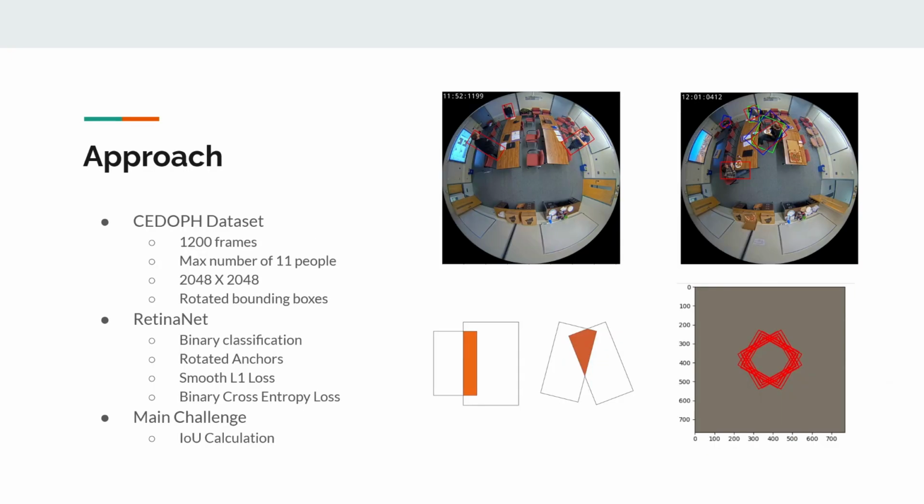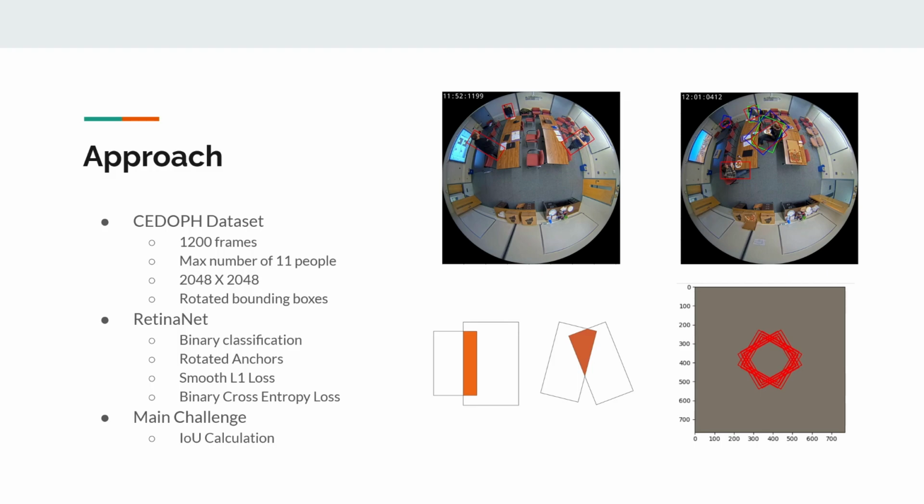So basically, my approach is I decided to build off MP3. I used the CDOF dataset, which was a dataset created by people at Boston University. It has 1,200 frames, and it has a max number of people of 11 per frame. And then it offers rotated bounding boxes as ground truth. So I extended RetinaNet to be able to handle the rotated bounding boxes.